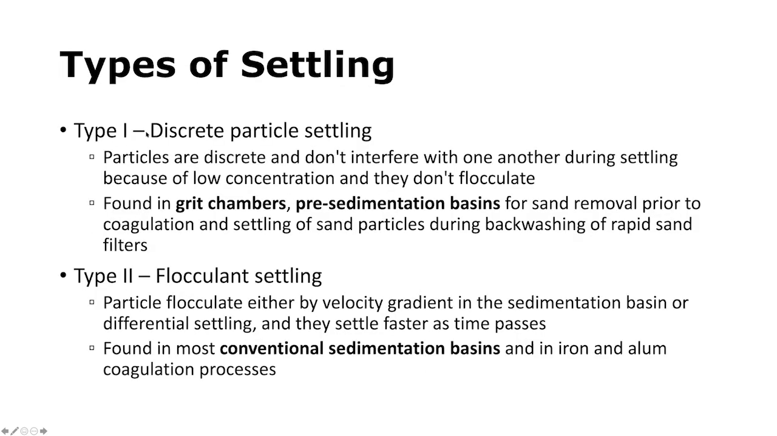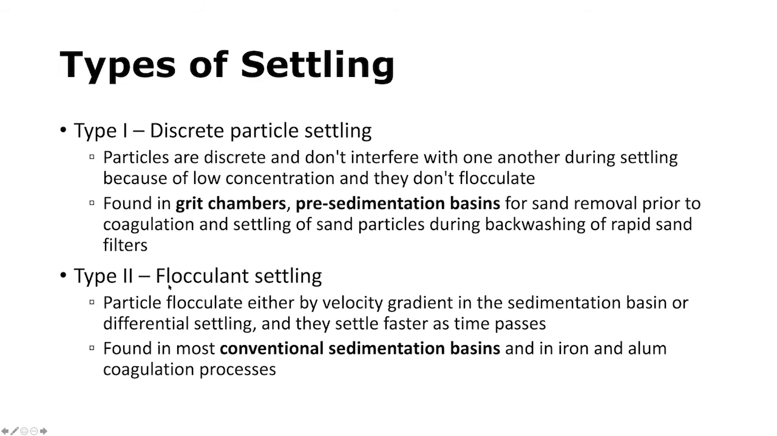So again, to review, type 1, discrete particle settling, is where the particles don't interfere with each other during the settling process because there's a low enough concentration and they're not flocculating. This is the type of settling that we see in grit chambers, and also for water treatment plants, this is what we would experience in a pre-sedimentation basin, where we're really focused on the removal of larger, heavier items like sand prior to coagulation and flocculation.